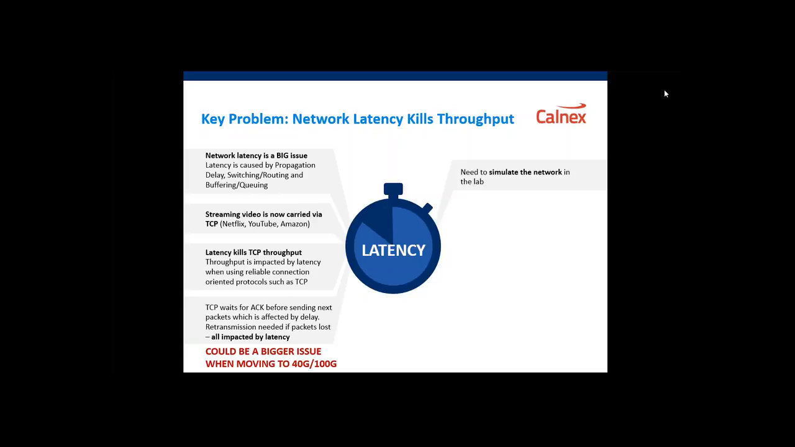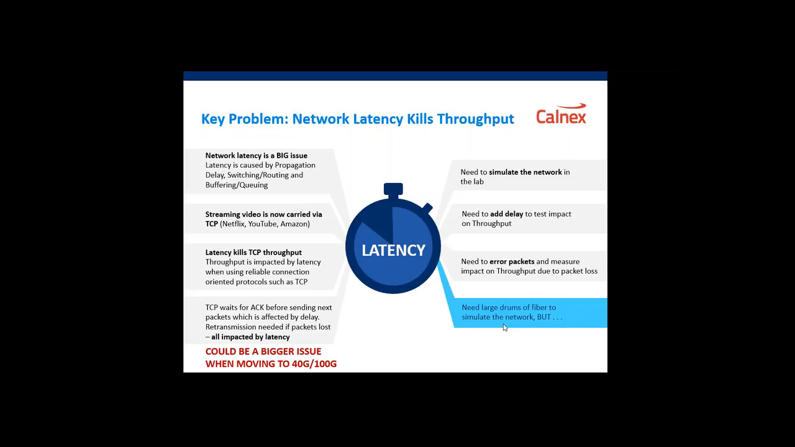We need to simulate the network in the lab prior to any deployment. We need to add delay and other impairments to test the impact on user experience, in other words, the throughput of data or service. We also need to error and lose packets. So ordinarily, we could use large drums of fiber to simulate this network in long distances and the corruptions.